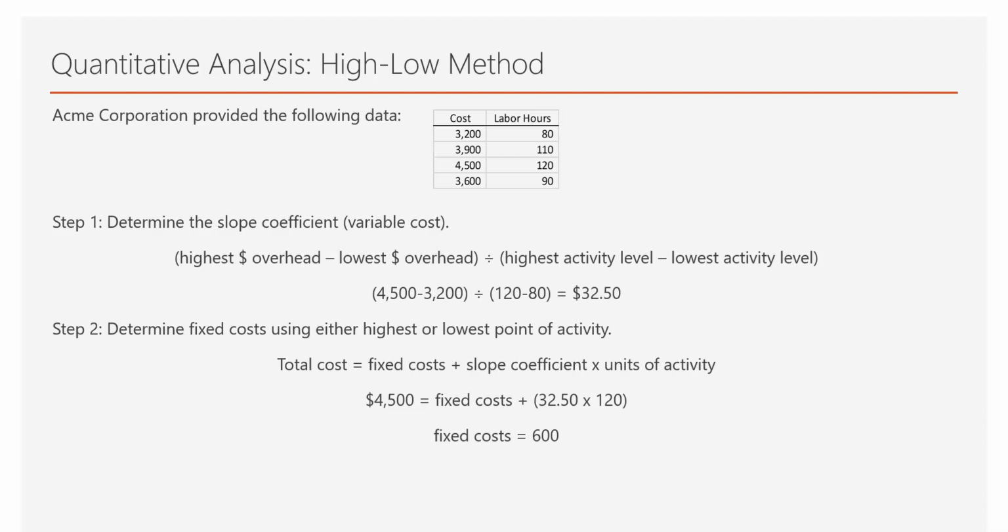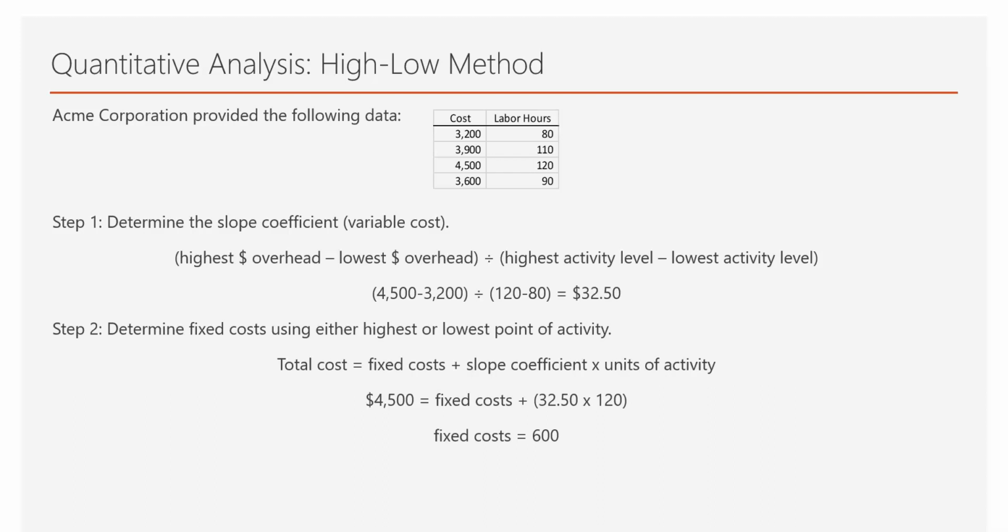So I'm going to compute my cost function. Let's pick the high point, where my total overhead costs were 4,500 and my highest level of labor hours is 120. I'm going to plug those numbers back in to get my fixed cost. I know my total cost at the highest level was 4,500, so I'm going to plug that in place of Y. Equals my fixed cost. That's the variable I want to solve for.